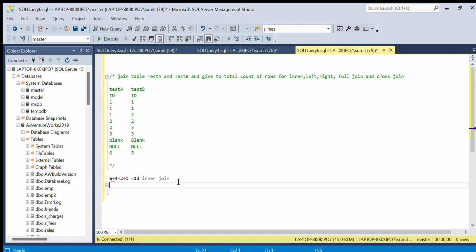So 13 we already got with the inner join, plus it will give null and 6. Okay, so 2 records are there, so it will give a total of 15 records with the left join.